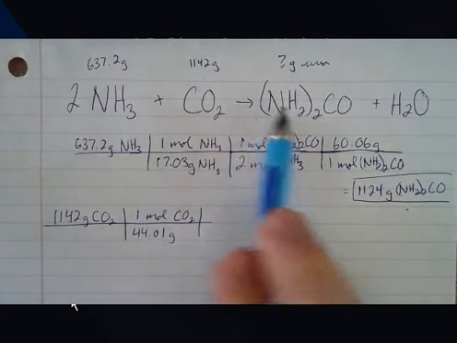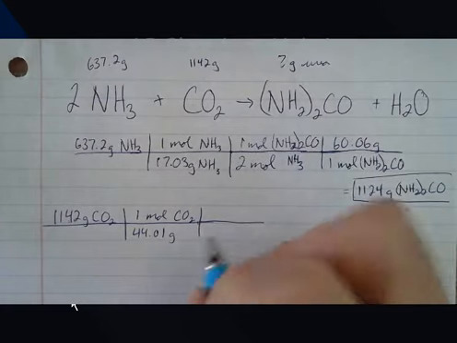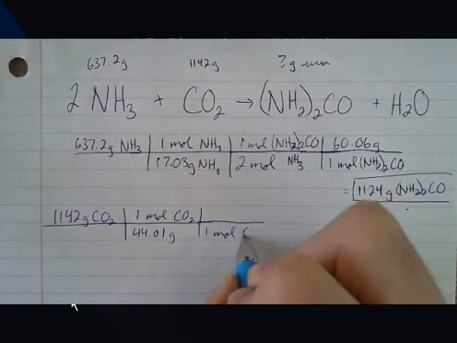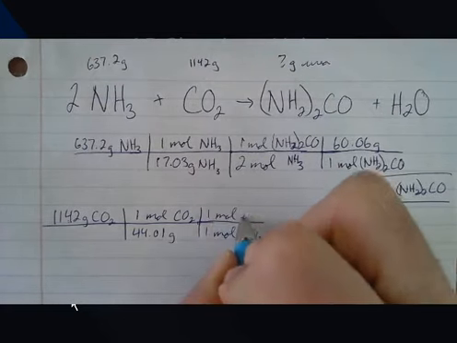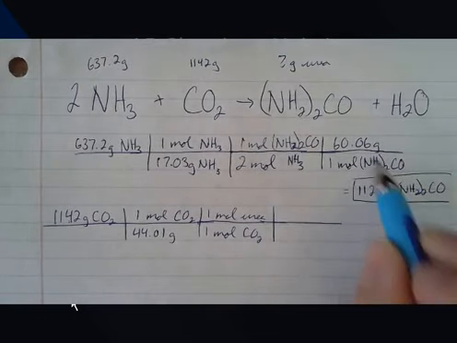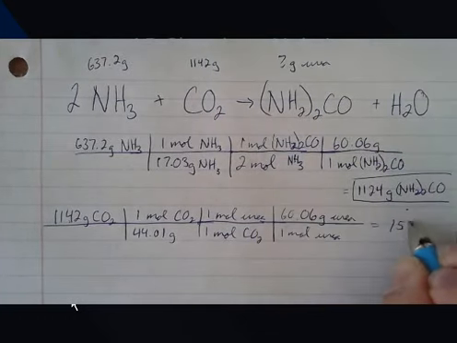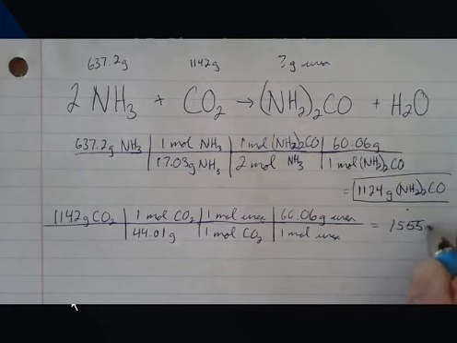Then my mole ratio here is 1 to 1, and I'm going to go ahead and write it out. 1 mole of CO2 to 1 mole of urea, and then it's the same molar mass conversion. This comes out to 1555 grams.